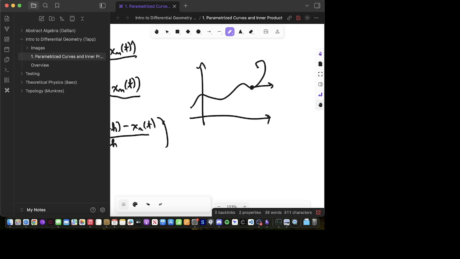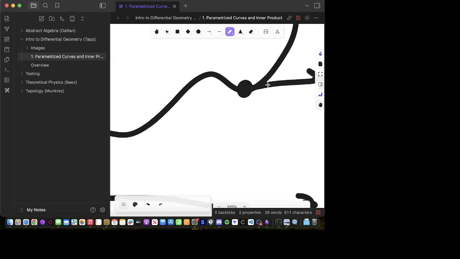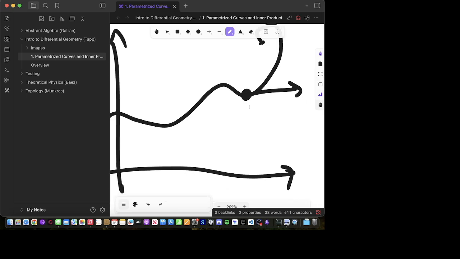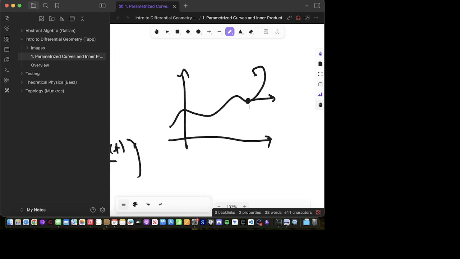That is, it's going to look like it's touching the curve at just one point. It's not going to be like this. It's not going to be like this. It's going to be in the direction of the curve. So if this is gamma, this would be gamma prime.